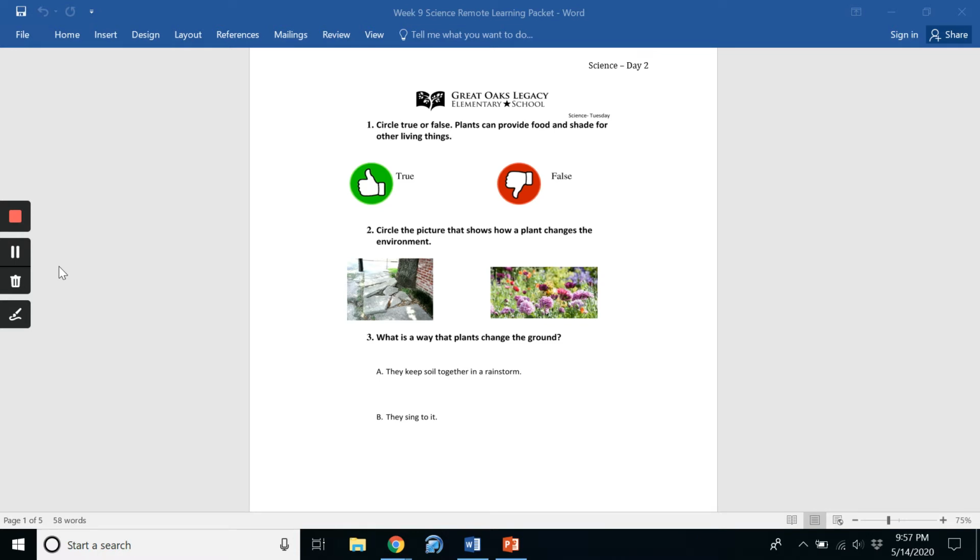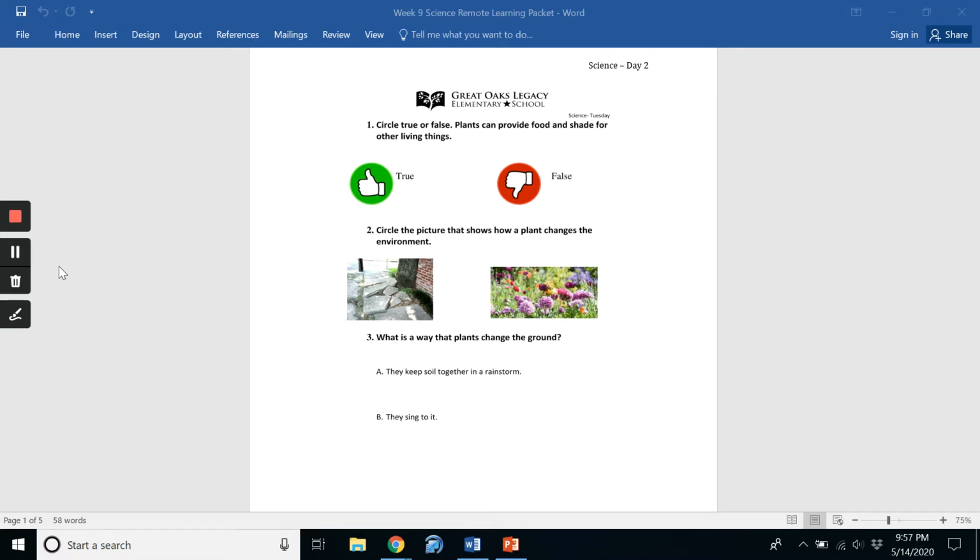All right. Put your finger on number 2. Number 2 says, circle a picture that shows how a plant changes the environment. Is it the tree roots breaking the sidewalk? Or is it the flowers in the sunlight? Circle the right one. So which one shows how a plant changes the environment?